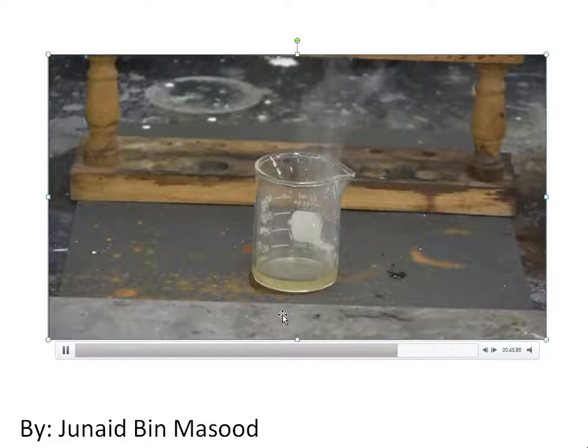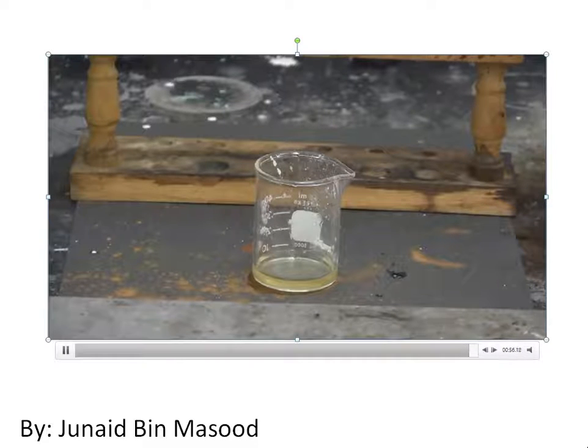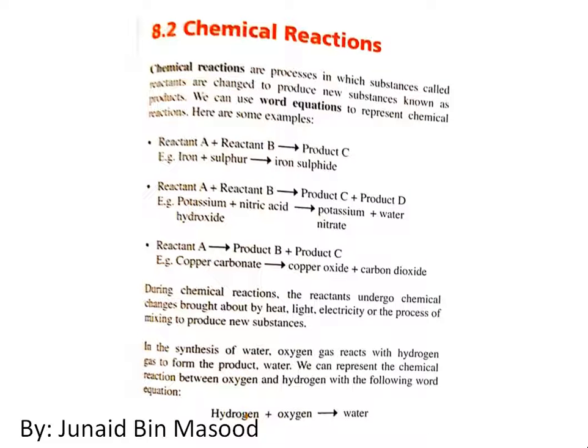So a very important point to note here is that chemical reactions basically are accompanied by energy changes. So changes in energy also take place during a chemical reaction. Moving back to the same page of the book, the third equation, in which copper carbonate is heated, and after it is heated, it breaks into two different kinds of products, copper oxide and carbon dioxide.